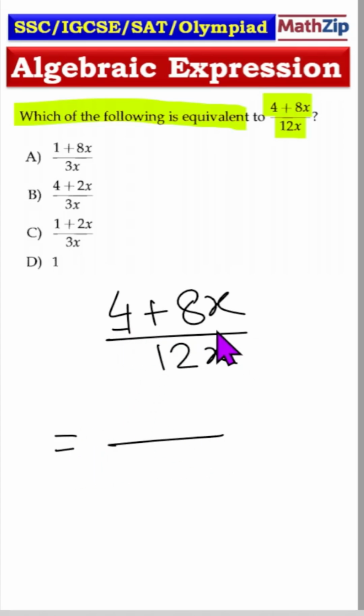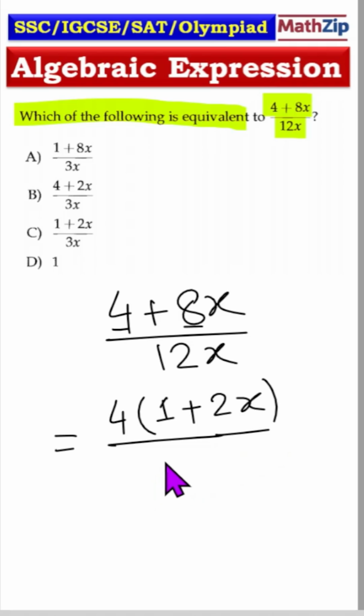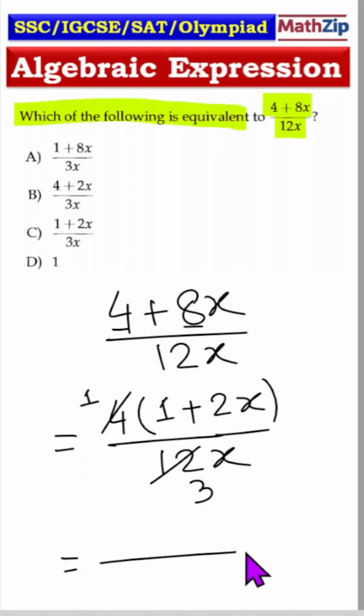So here is 4 plus here is 8, so we can take common 4. So 4 divided by 4 is 1, plus 8 divided by 4 is 2, and here is x. Divide 12x. This 12 we can divide by 4, so here is 1 and here is 3. So we can write (1 + 2x) / 3x.